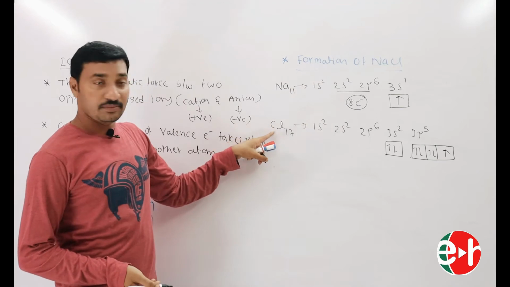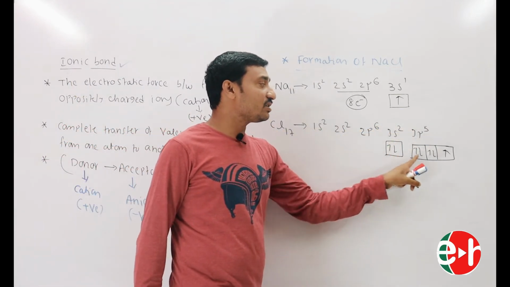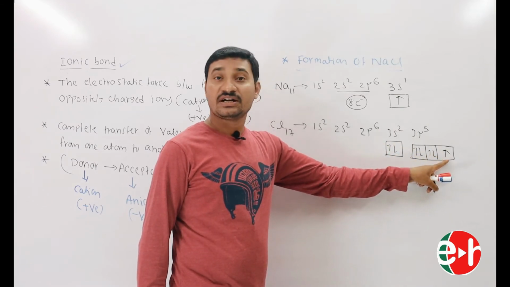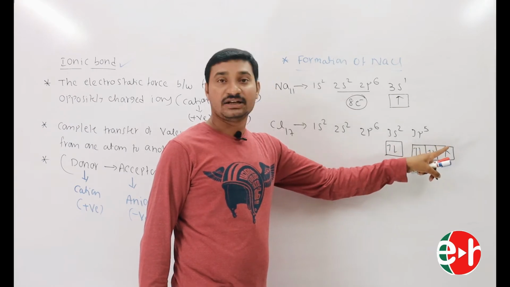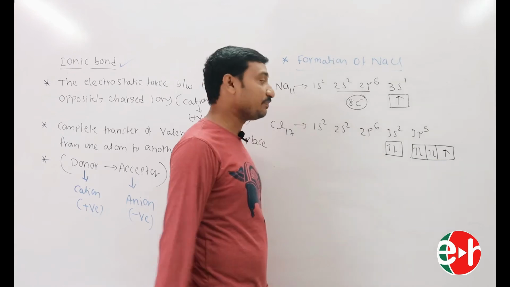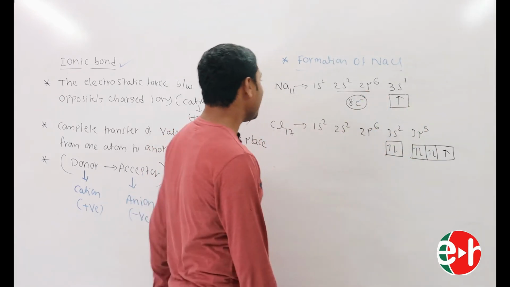Coming to the chlorine atom. In the chlorine atom, in the valency shell, how many electrons are present? 2 plus 2 is 4, 4 plus 2 is 6, 6 plus 1 is 7. It needs 1 electron to get octet configuration. That means to get stability. So then what happened?